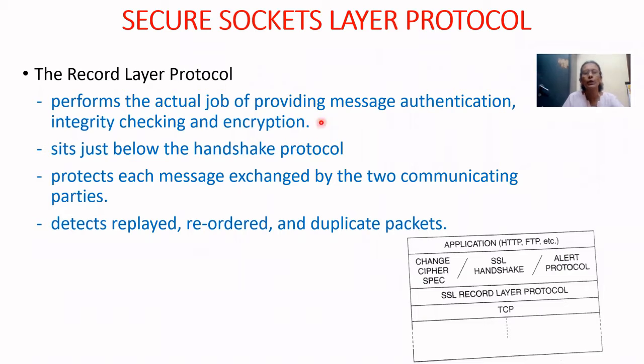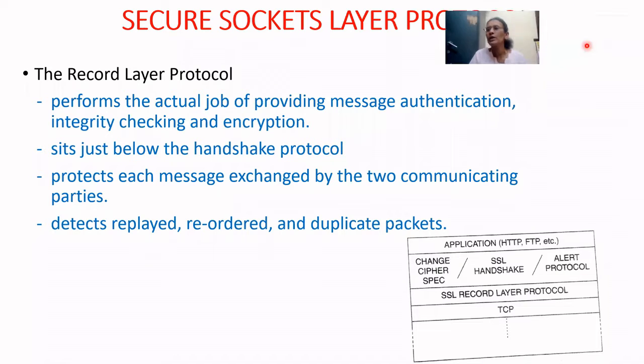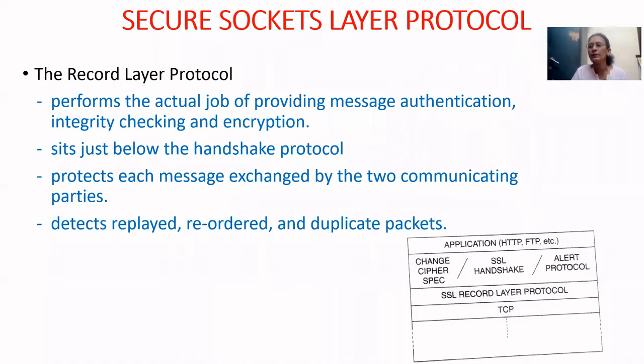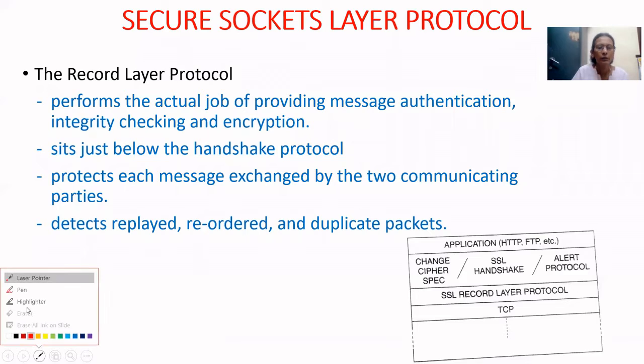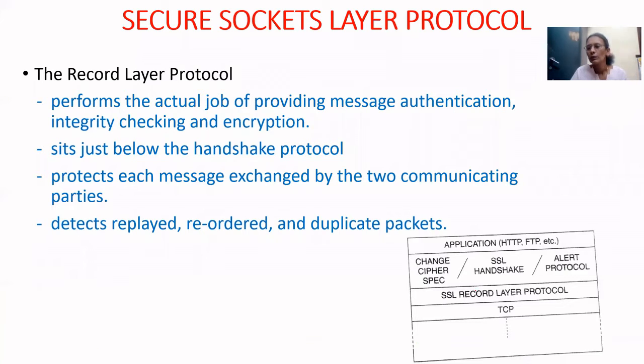The Record Layer protocol sits just below the Handshake layer. That is what we have already seen. We have the application layer and we have the TCP. These two layers together form the SSL. So the SSL is made of the SSL Handshake and the SSL Record Layer protocol.